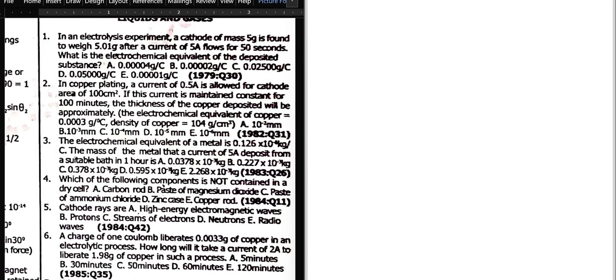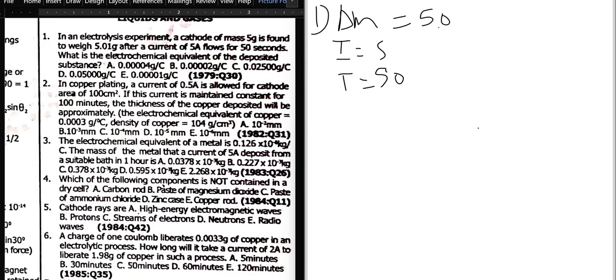All right. So first of all, we look for the change in mass first. Current is already there. Current is 5, and the time is 50 seconds. The mass equals the last weight, 5.01, minus 5. What do you now get as the answer? 0.01. That's what you get. So this is your mass.